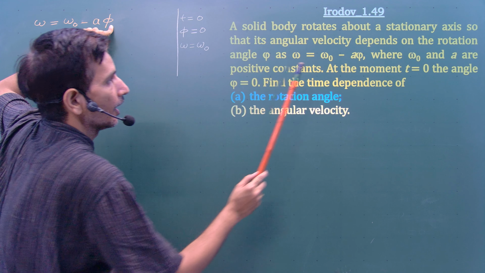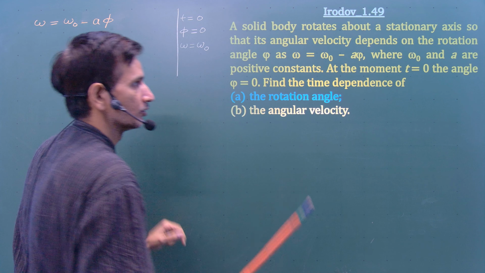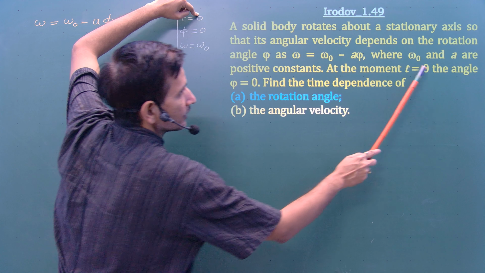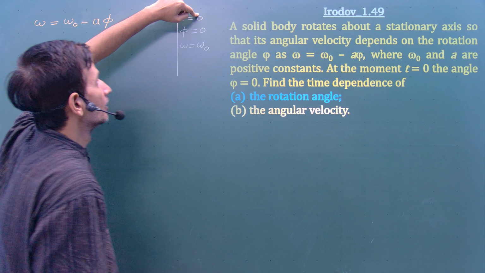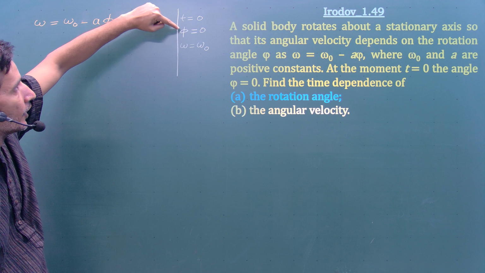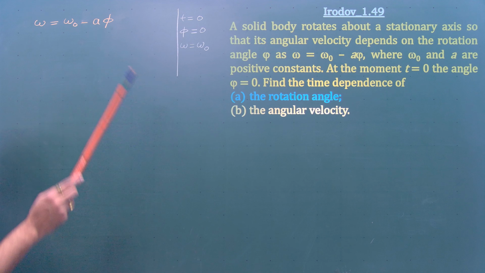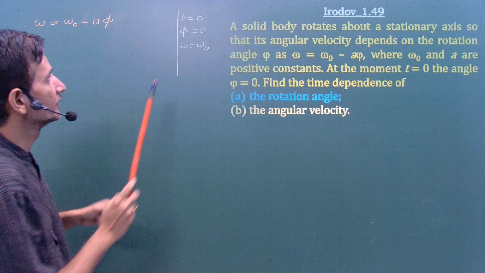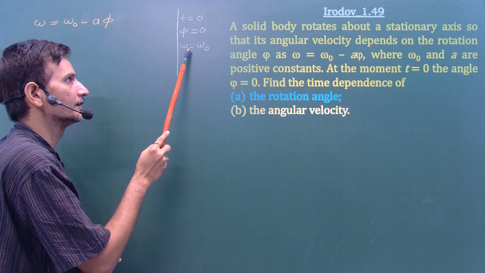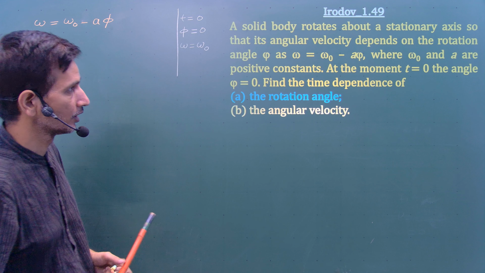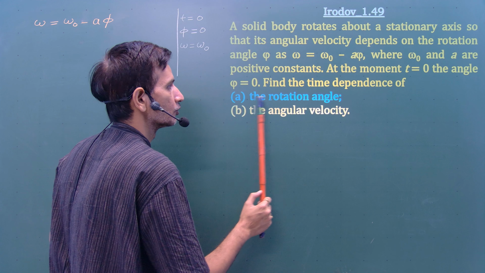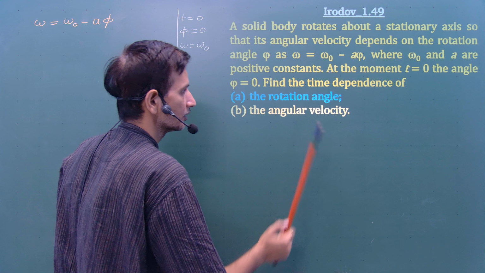At the moment t equal to 0, meaning the initial condition at time t equal to 0, the angle phi is 0. If I put phi as 0, then omega is omega naught. So the initial angle is 0, but the initial angular velocity is omega naught. We have to find the time dependence of the rotation angle phi and the angular velocity.